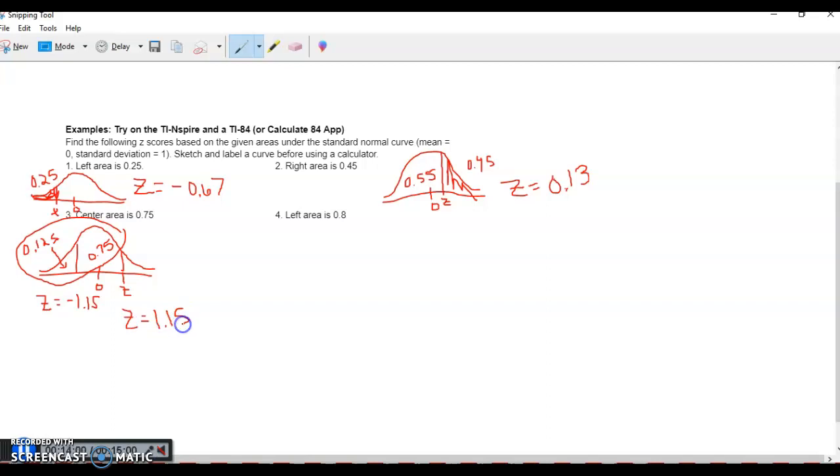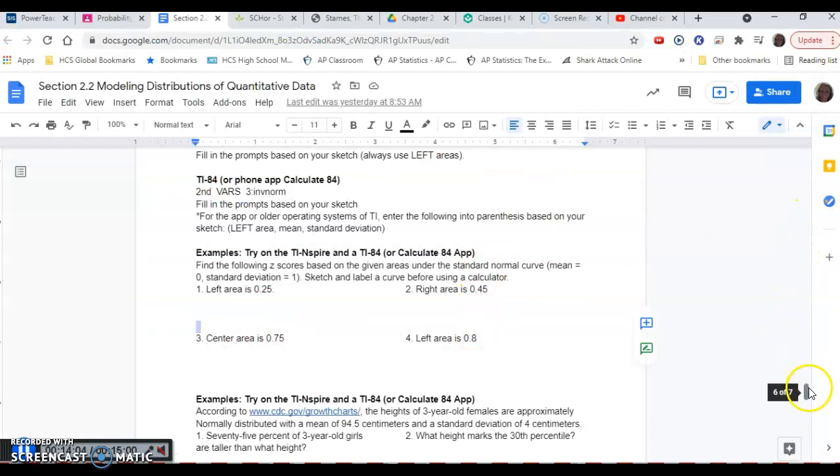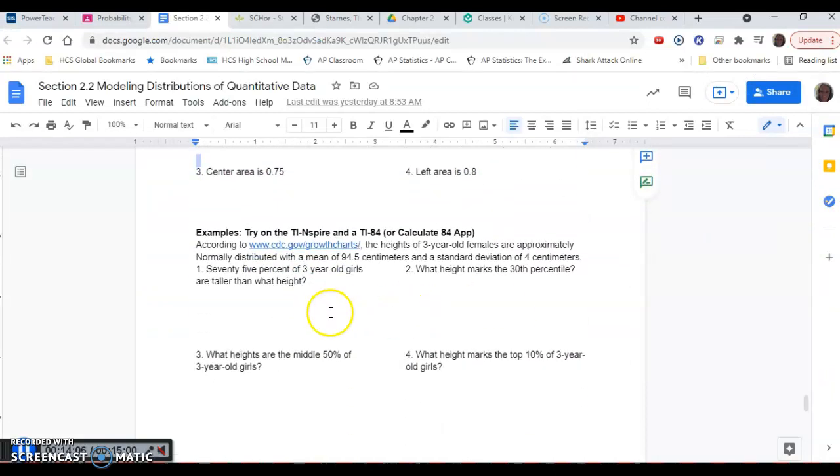Now I'm running out of time on my video. I only get 15 minutes max. So the other examples, try them on your own. If you still don't get them, just shoot me an email, but they work the same. The difference is you have a different mean here. So you're going to have to change the mean and change the standard deviation in your inverse normal. But the process is the same. So go ahead, try those.